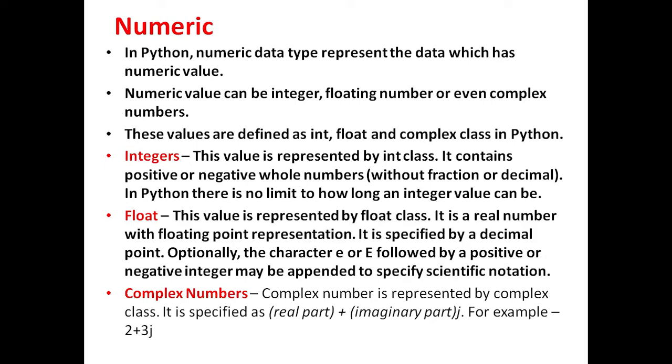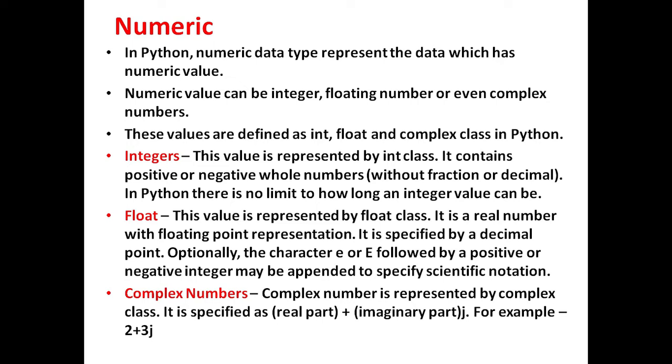Float value is represented by float class. It is a real number with floating point representation. It is specified by a decimal point. Optionally, the character small e or capital E followed by a positive or negative integer may be appended to specify scientific notation. Complex number is represented by complex class. It is specified as real part plus imaginary part.